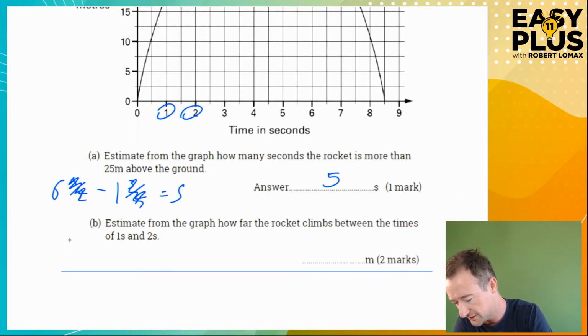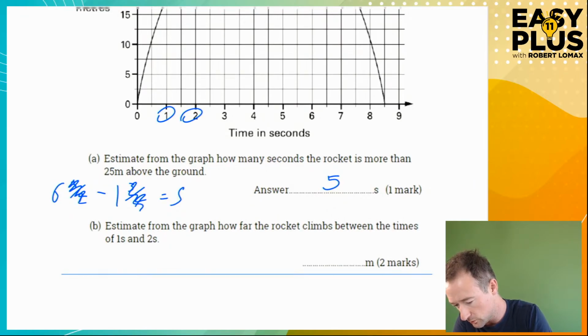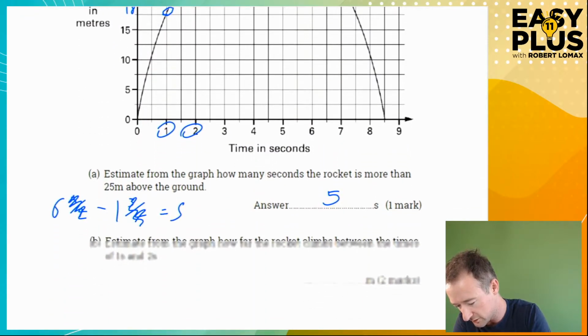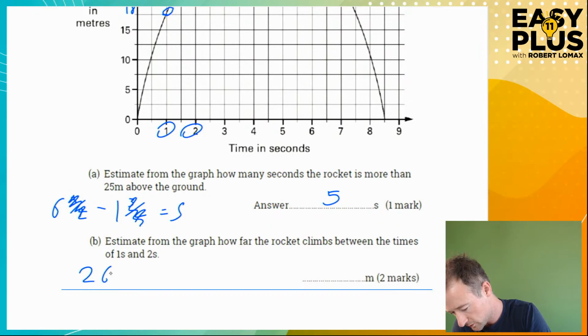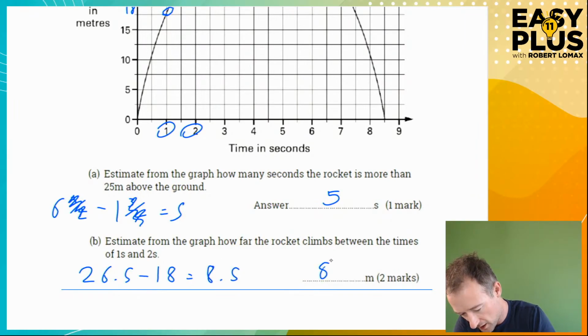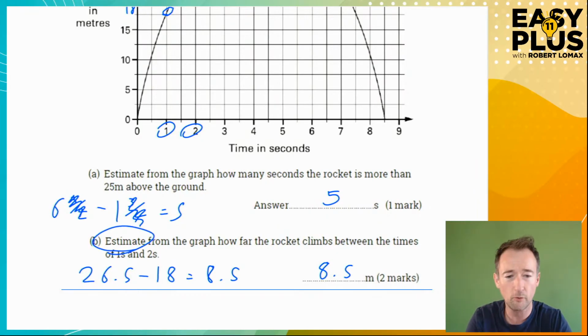How do you find the difference between things? You subtract them. What was the top one? It was 26.5. So 26.5 minus 18 is, of course, 8.5. So about 8.5 meters. It says estimate. So we want to be reasonably accurate, but certainly to the nearest half metre is fine.